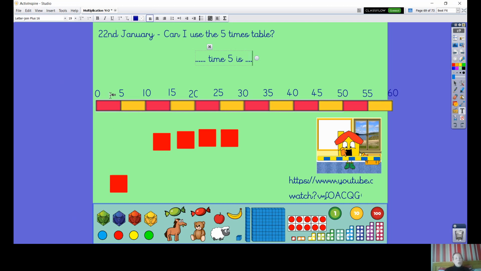Again, keep joining in. 1 times 5 is 5. 2 times 5 is 10. 3 times 5 is 15. 4 times 5 is 20. 5 times 5 is 25. 6 times 5 is 30. 7 times 5 is 35. 8 times 5 is 40. 9 times 5 is 45. 10 times 5 is 50. 11 times 5 is 55. 12 times 5 is 60. Pause the video and have another couple of goes doing that, just like we've done.